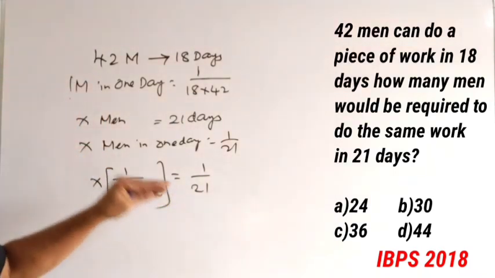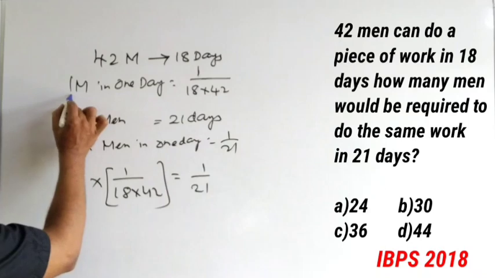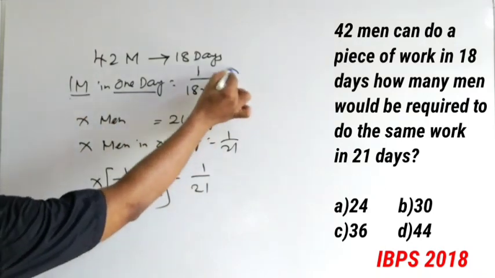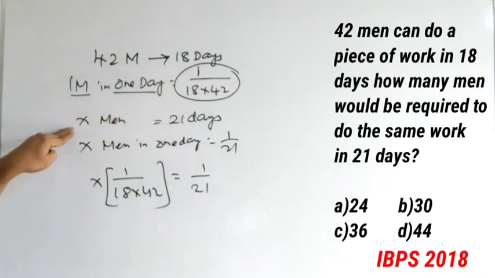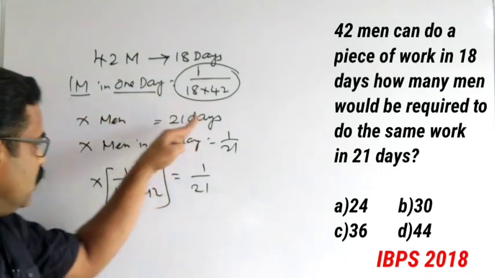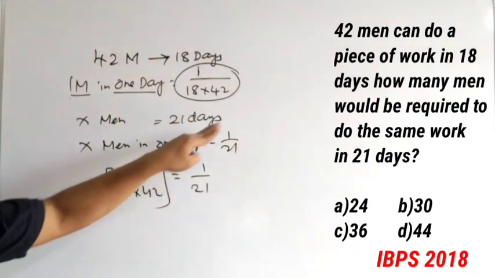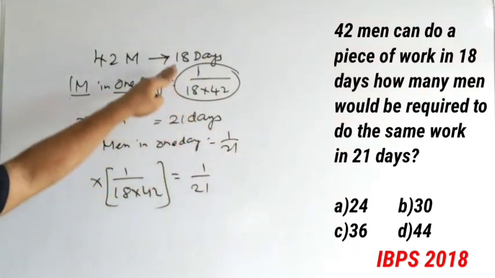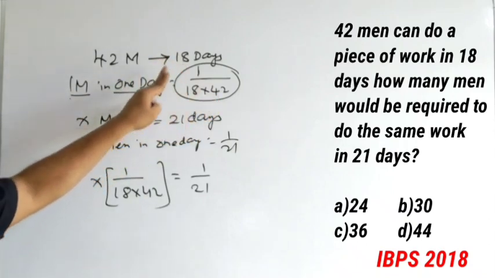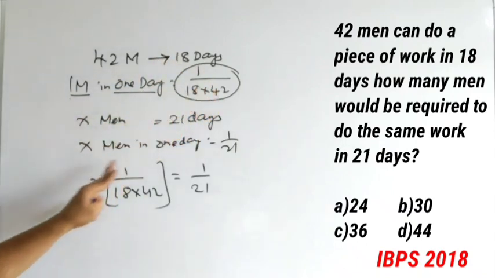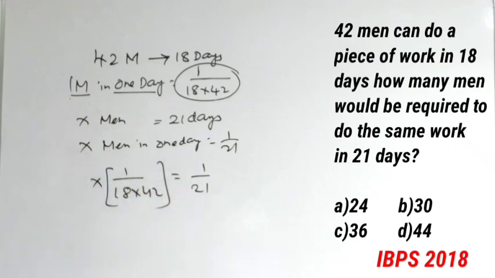What we have written, understand very clearly. 1 man in 1 day is 1 by 18 into 42. Let us consider X men are required to complete the same work in 21 days. So X men in 1 day will be 1 by 21. From here 1 man in 1 day is 1 by 18 into 42. So X men in 1 day will be X into this number. So X into that number will be equal to 1 by 21.